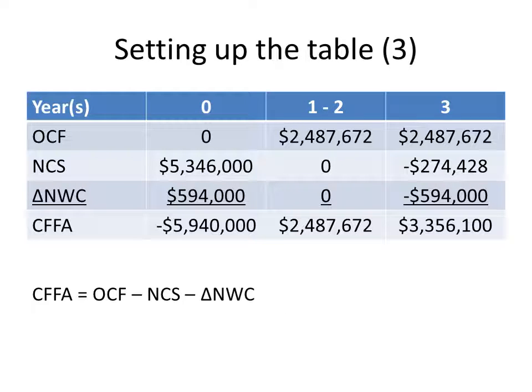And then in the 3rd year, I've got my operating cash flow. And then I have negative net capital spending and negative change in net working capital. Well, if I'm subtracting a negative, that's actually like adding. And so when I add all those together, I get a nice big juicy $3,356,100 for my year 3 cash flow from assets.